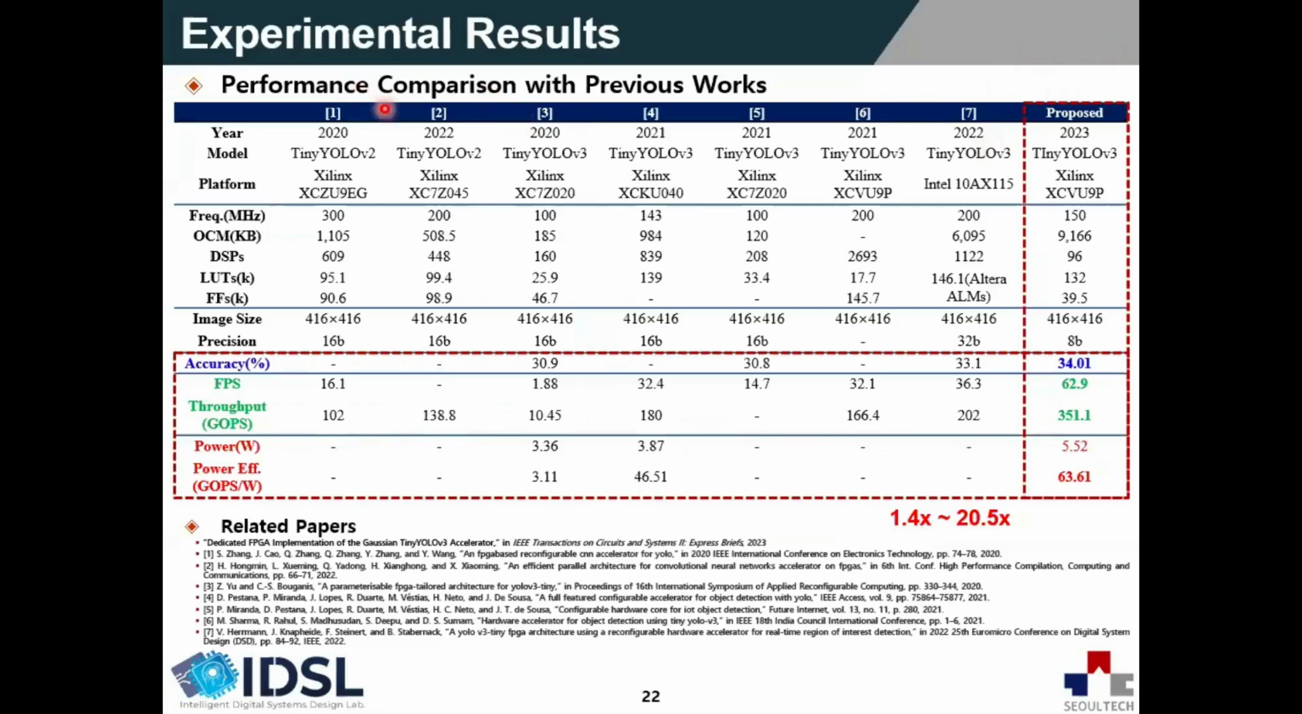And finally, here's our overall comparison. Here are our proposed accelerator and the previous results. As you can see, we consume a relatively large amount of on-chip memory, or DRAM. However, it achieved the highest accuracy over the previous studies, and also the highest throughput or speed in terms of FPS. And it consumes a relatively large amount of power compared to the previous studies. However, in terms of power efficiency, GOPS per watt, it achieved the highest power efficiency. So here are our results.